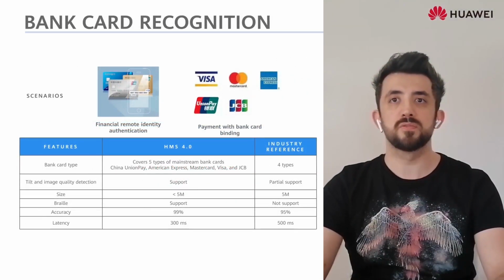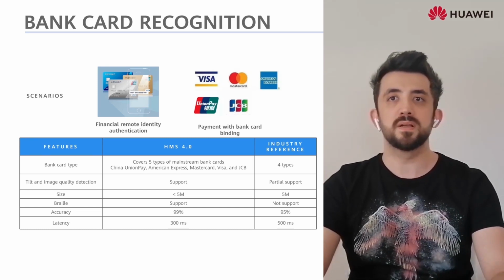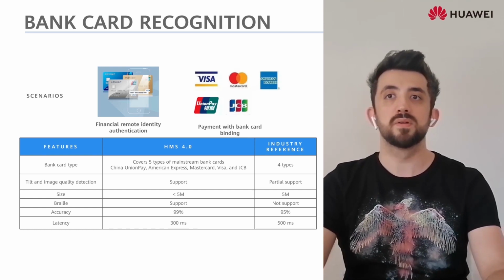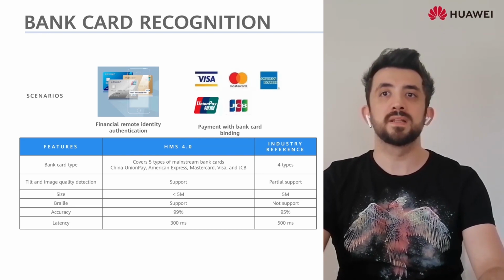Bank card recognition service can recognize bank card numbers. At present, the bank cards we support include UnionPay, American Express, MasterCard, Visa, and JCB. We have also done a lot of algorithm optimization on the identification of bank cards. Now let's check our demos about bank cards.